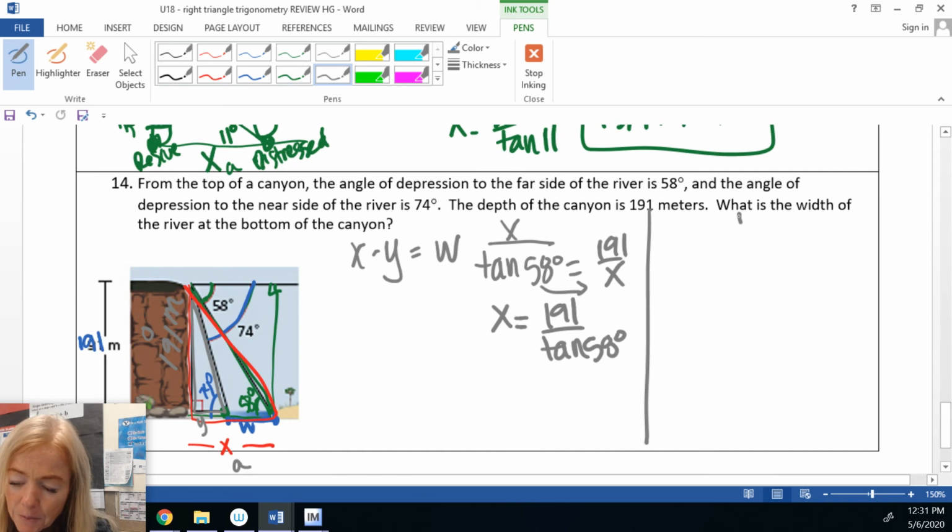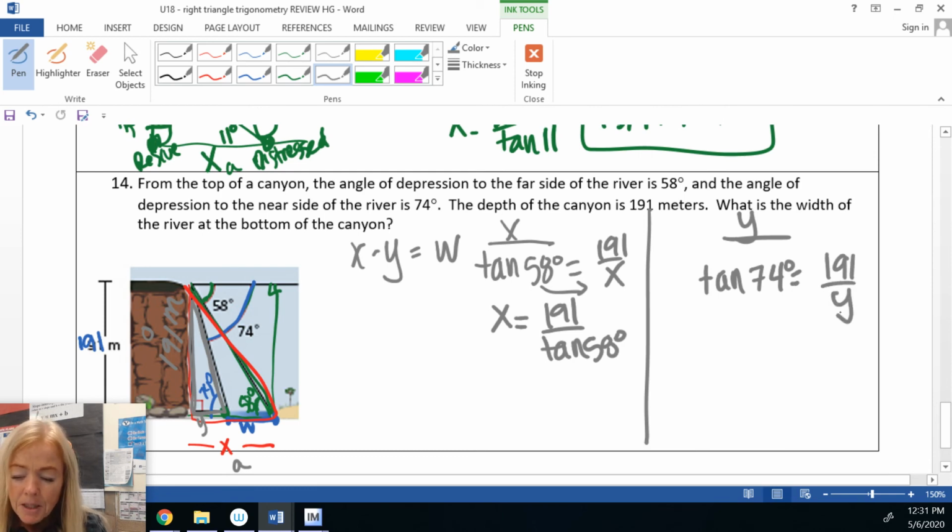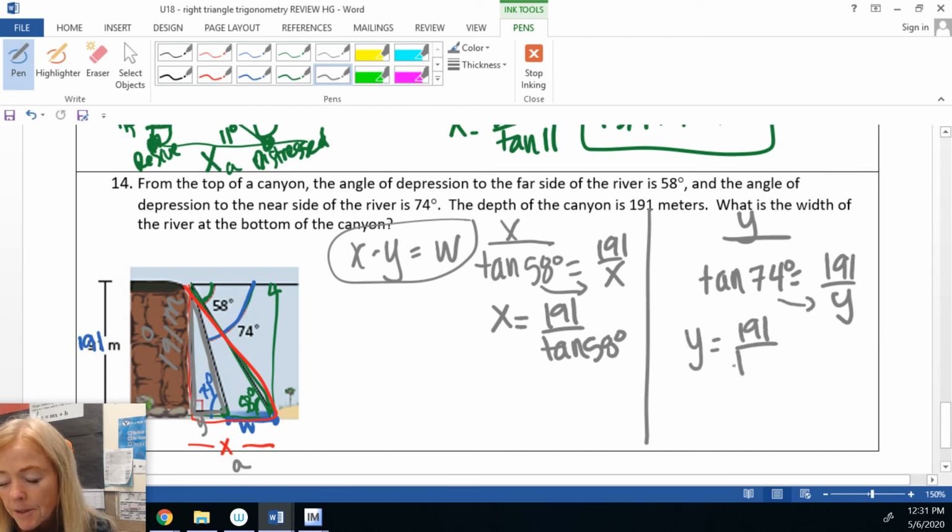Okay, and then to find Y, that's this smaller gray triangle here. It has an angle of 74, so it will be tangent of 74 is equal to 191 over y. And once we find the 2, then we're going to subtract them, and that'll be the width of the river. All right, so this is another switcheroo. Y equals 191 over tangent 74.